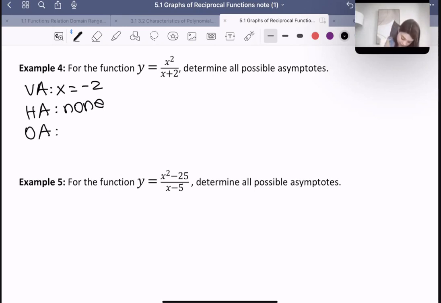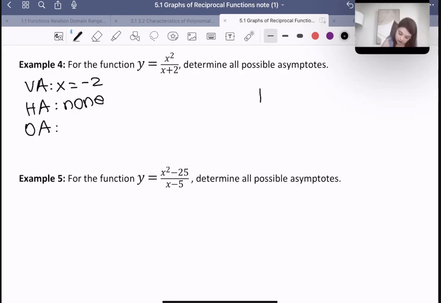If there's an oblique asymptote, the degree of the numerator is exactly 1 more than the degree of the denominator, and in this case that is true, right? Because the degree of the numerator is 2 and the degree of the denominator is 1. So what do we do here? We're going to do our division to figure it out.